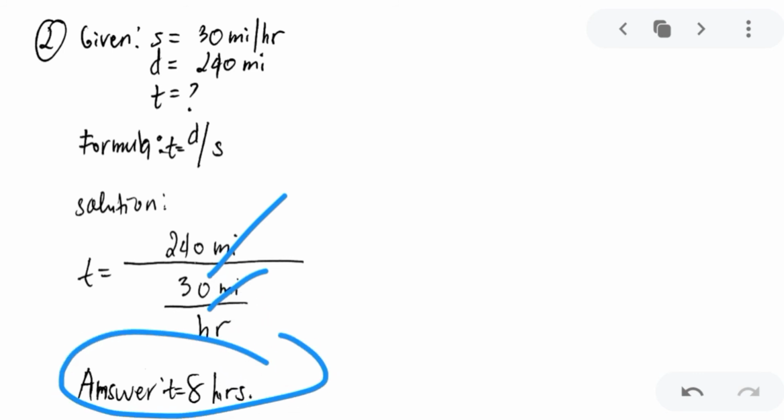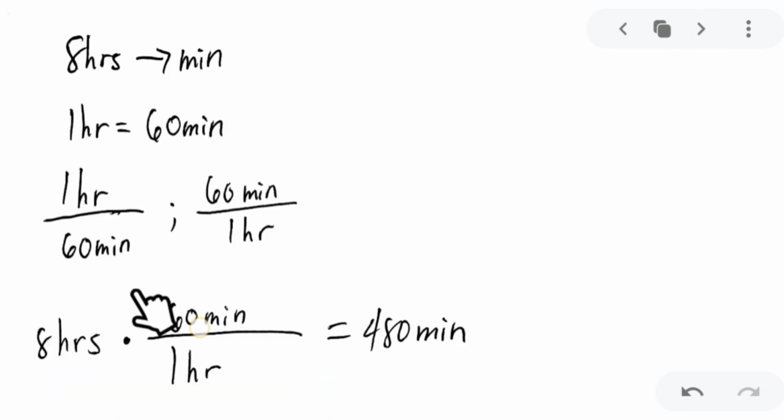Now, there are instances that your final answer requires you to express time in minutes or hours. So, for example, for 8 hours, the problem requires you to express it in minutes. We all know that 1 hour is equivalent to 60 minutes. And from this, we can conclude 2 conversion factors: 1 hour over 60 minutes and 60 minutes over 1 hour.